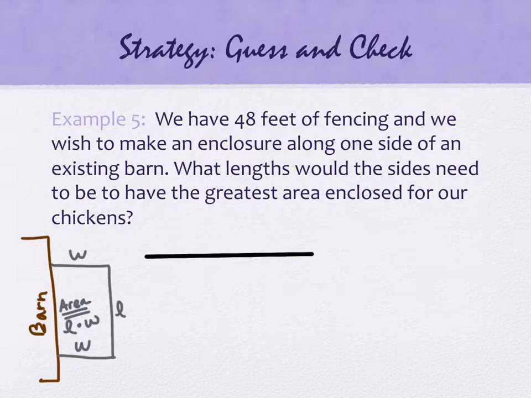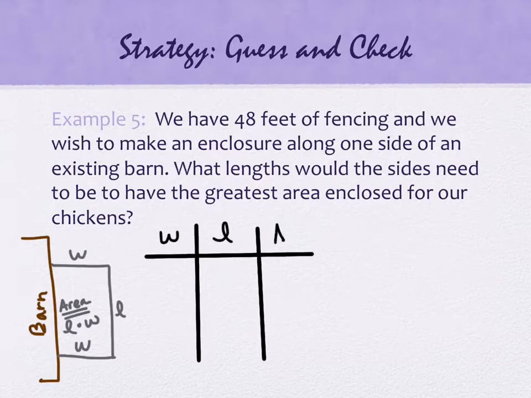So there are some things that this particular problem has that we need to be careful of. We have the width, we have the length, we have the area, and we have to make sure that whatever the width is, plus itself again, because there's two widths, plus the length, adds up to what?